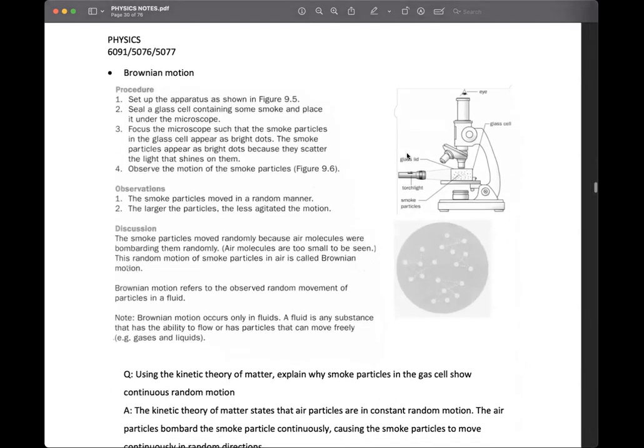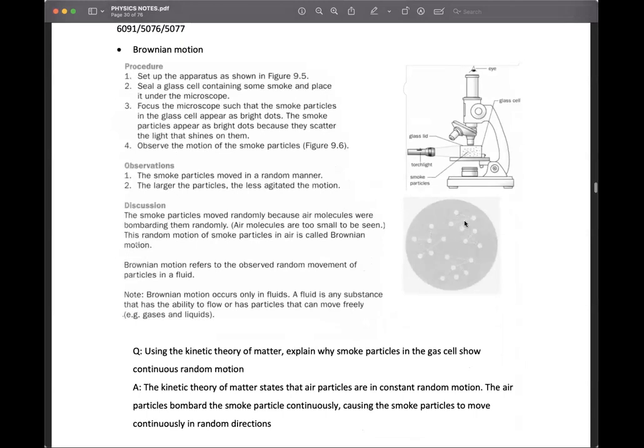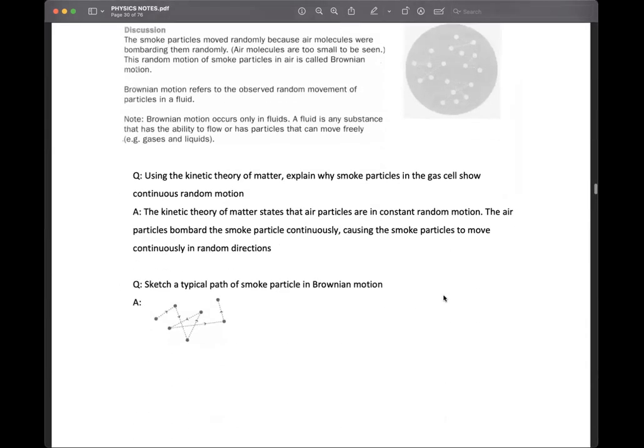Brownian motion. Why does the smoke particle in the air move randomly? It is because air molecules are hitting it randomly. We cannot see the air molecules. Brownian motion refers to the observed random motion of particles in a fluid. We use Brownian motion to explain that air particles are in constant random motion, and the air particles keep on hitting the smoke particle continuously, causing the smoke particle to move continuously in random directions.